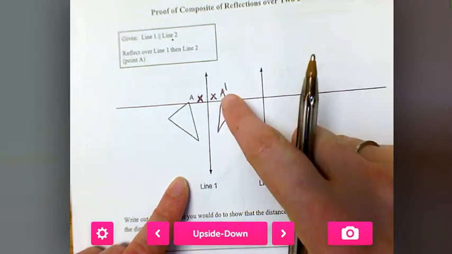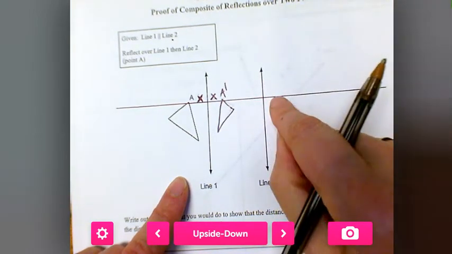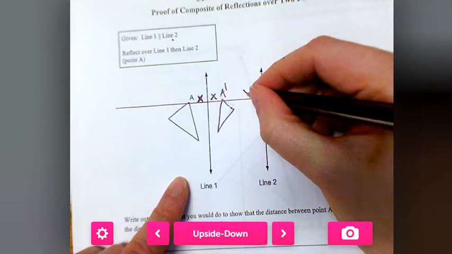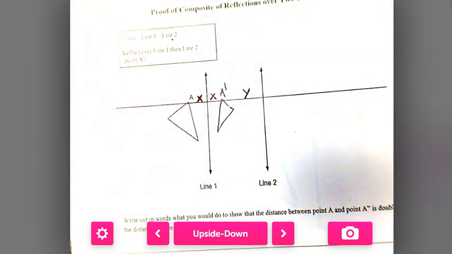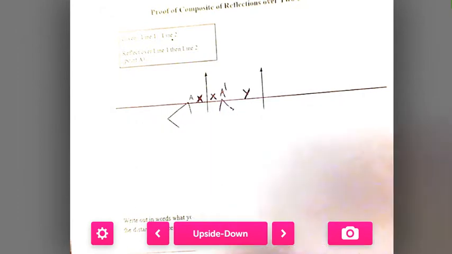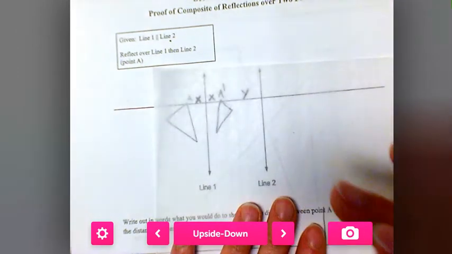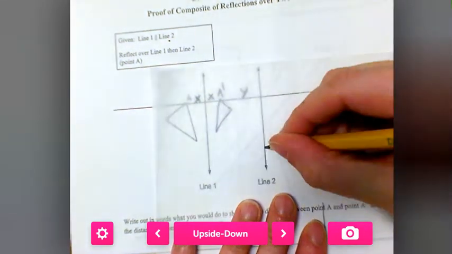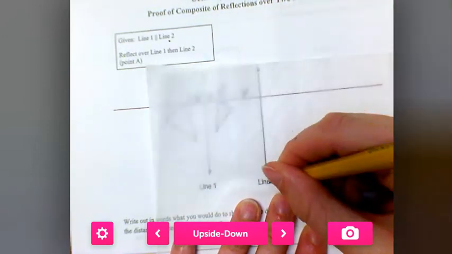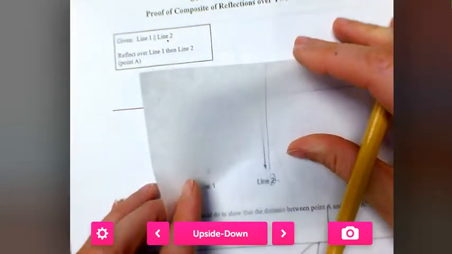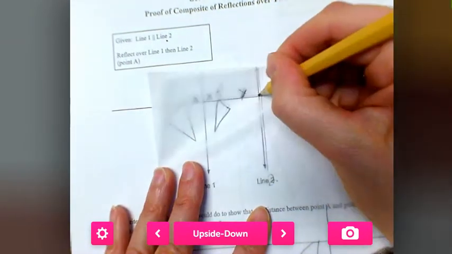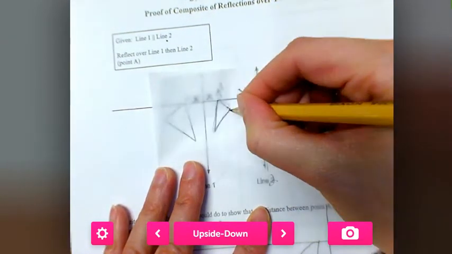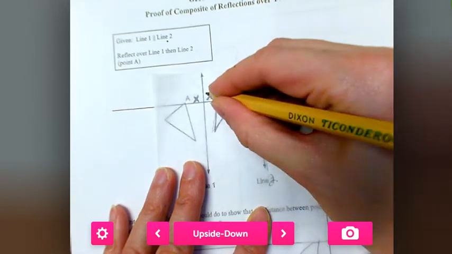Okay, I'm going to say this distance between A and line 2, I'm going to call it Y. And I want to reflect over line 2. Again, I'm going to use my patty paper because it's easier for me to see. I'm going to copy line 2, labeling it 2. We've got a Y here. We've got my triangle right here. We've got A at the top. We've got X over here. Okay?